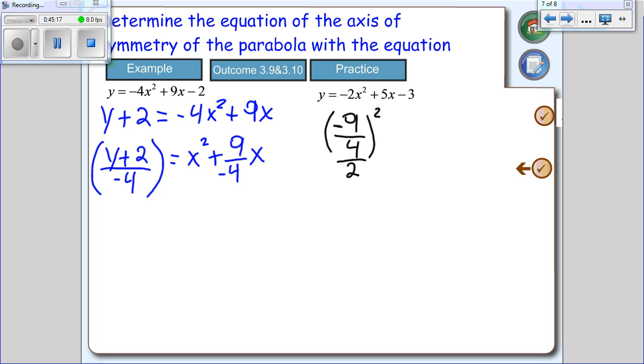When you take your b value and divide it by 2, it's just like multiplying by a half, which means your denominator is multiplied. It's 4 times 2. The squared goes into both things, so it's 81 over 64. That's the value we need to add to both sides. You could simplify 81 over 64 if you wanted, not 9 and 8.